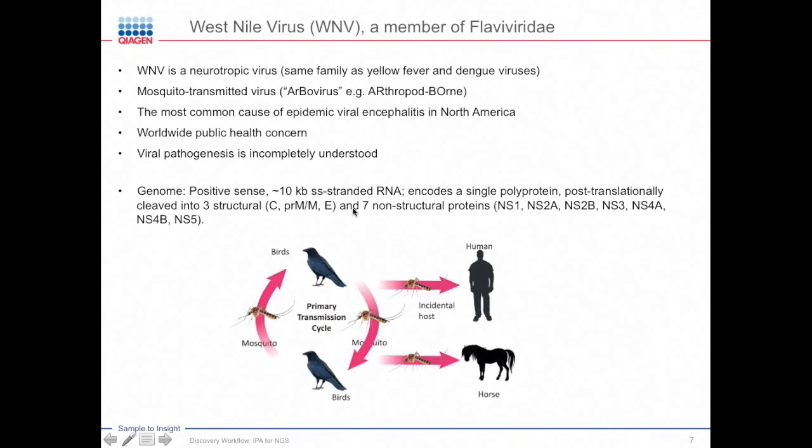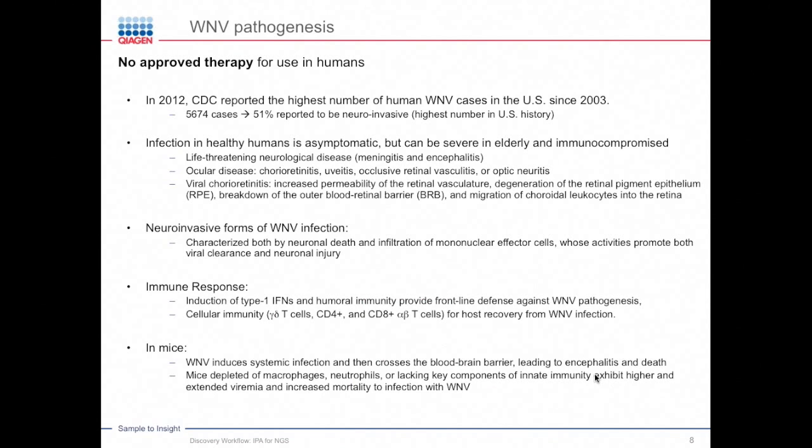Here are some details about the structure of the virus, and then here's just a diagram of how it's really a bird virus, but it tends to accidentally affect humans and horses, and probably other animals. Okay, so there's no approved therapy for it, and it's a real problem. You know, there are several thousand cases a year. Normally it doesn't really have a bad effect on people, but it can be severe in elderly and immunocompromised, with neurological effects and effects on the eye.